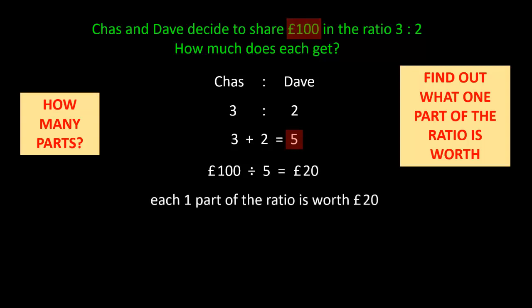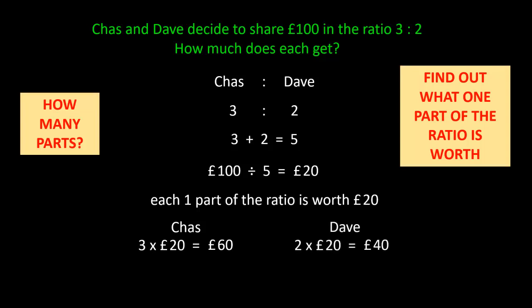Okay, how many parts did Chaz have? Okay, well, he had 3. So he's got 3 lots of £20, which is £60. And Dave, well, he had 2 parts. 2 times 20 is 40. There's our answer. We just do our little check at the end. Let's just check 60 plus 40. Yep, that's 100. Job done. Let's have a look at one more, then you can have a go at some.